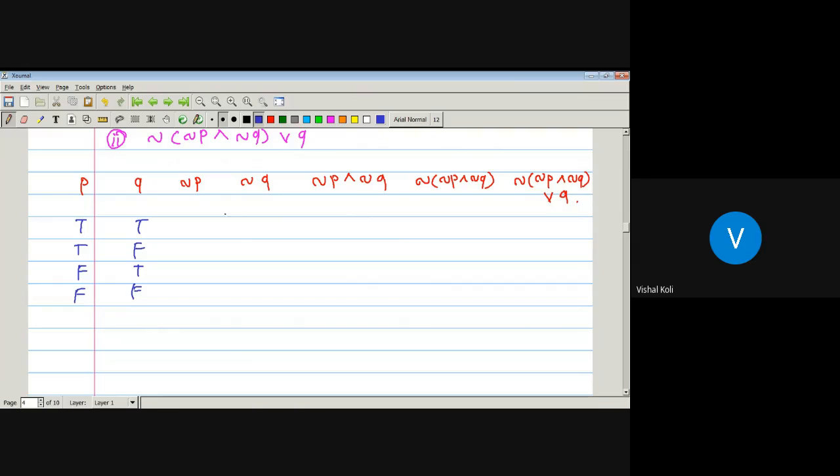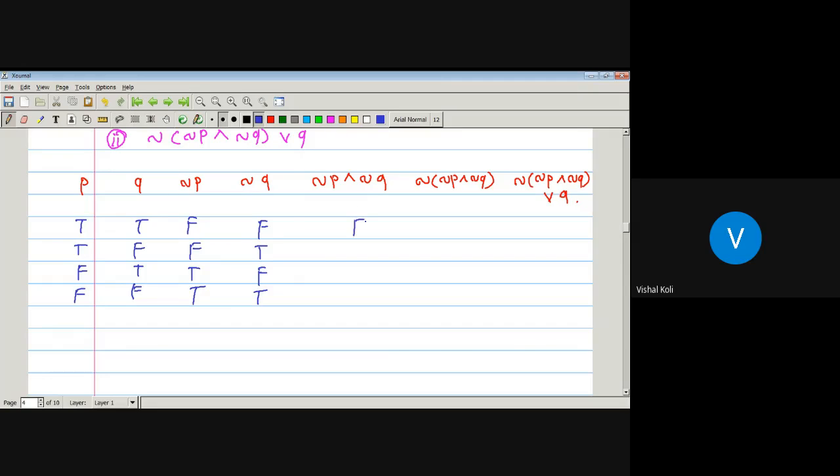Negation of P is nothing but we have to make T as F and F as T. Then it is nothing but F, F, T, T. Negation of Q again F, T, F, T. Now negation of P and negation of Q: by definition of conjunction, P and Q is true if and only if both P and Q are true. So here this one is negation of P and negation of Q. Then negation of P and negation of Q is true if and only if both are true. Otherwise, they will be false.